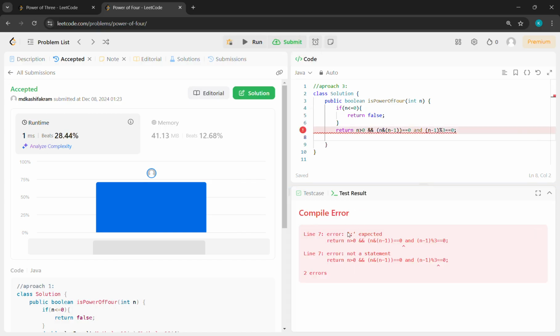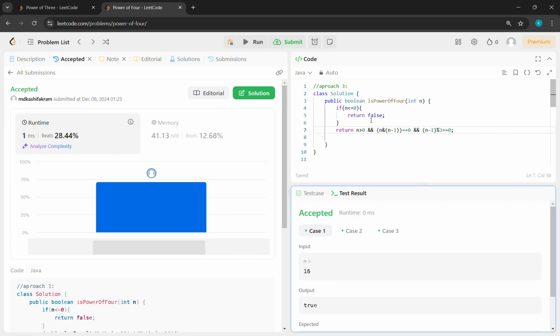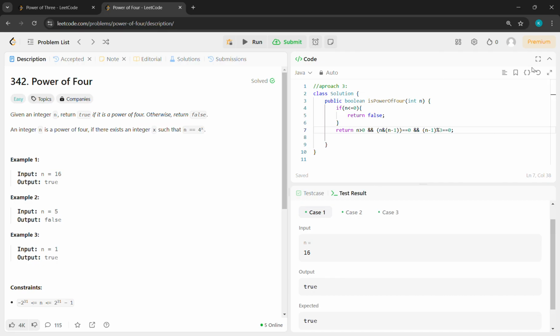Okay, there is a compile error, line number 7. क्या missing है? Okay, nothing called and, first and foremost. The solution is accepted. Let's submit it. Okay, so that is all. Power of 4, question number 342. Thank you. We can close it up.